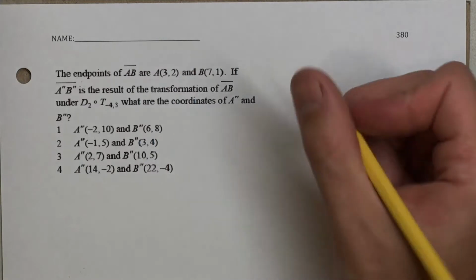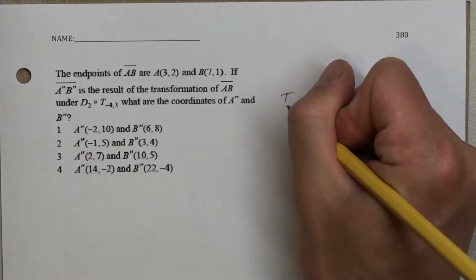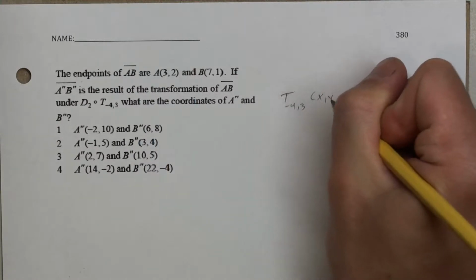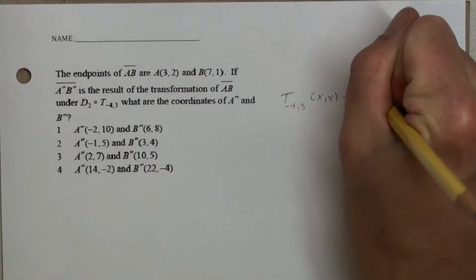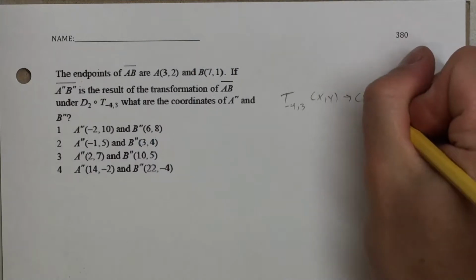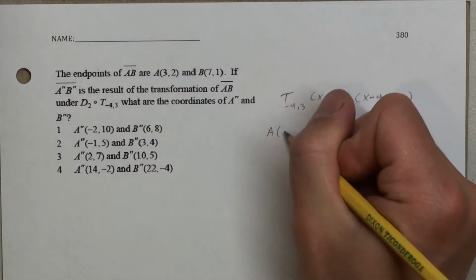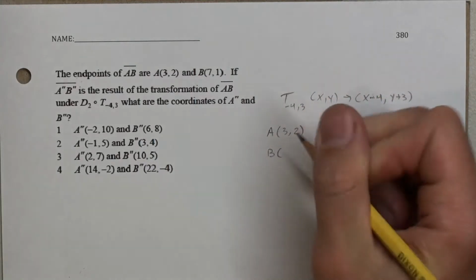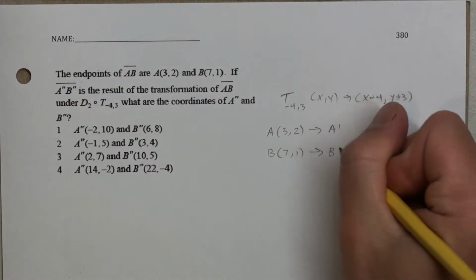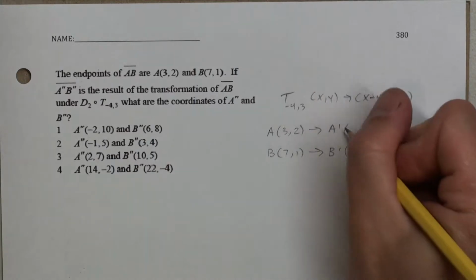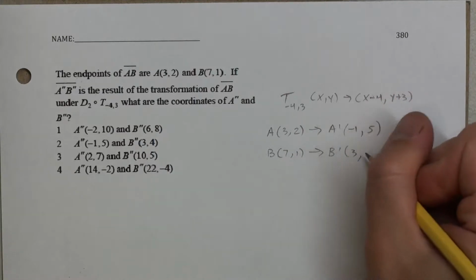So first we have a translation of (-4, 3), which would take (x, y) and make it (x minus 4, y plus 3). So we have A, which is at (3, 2), and B at (7, 1). We would get A prime and B prime. First I'll subtract 4 from the x's, negative 1 and 3, and then I'll add 3 to the y's, 5 and 4.